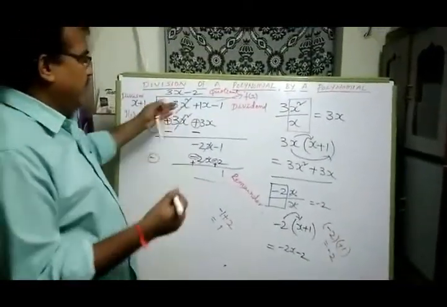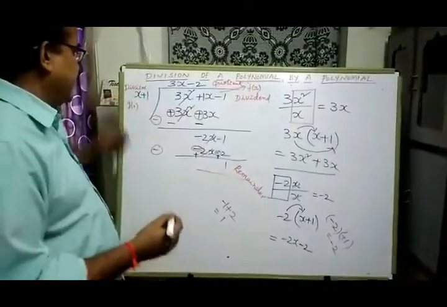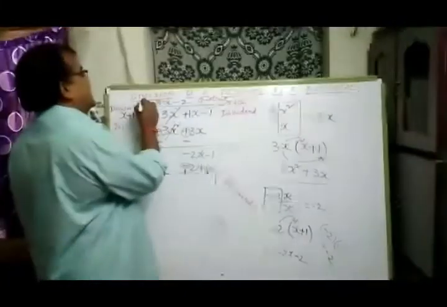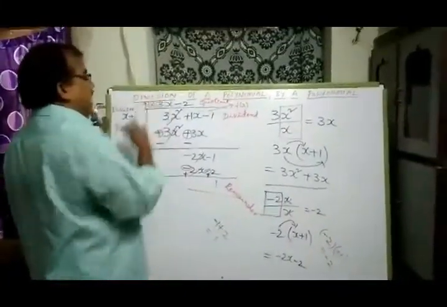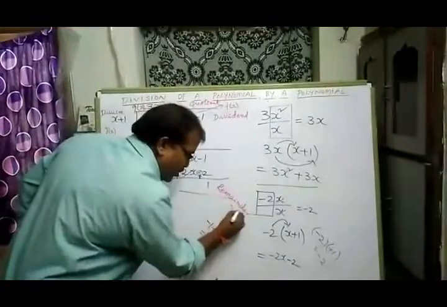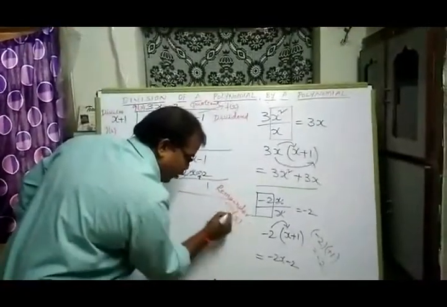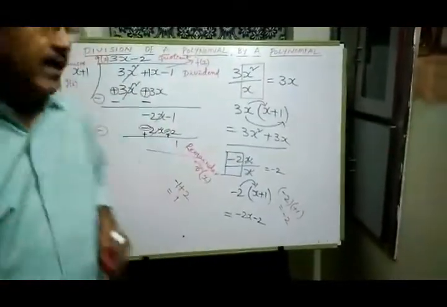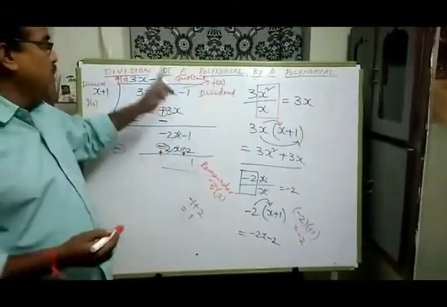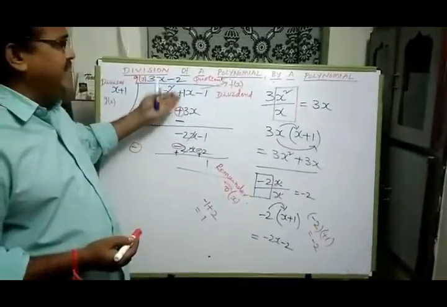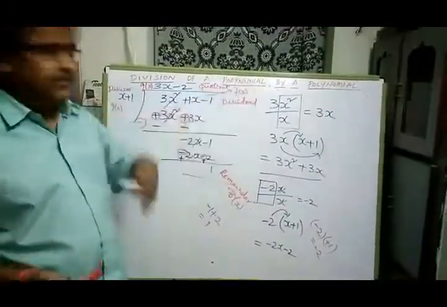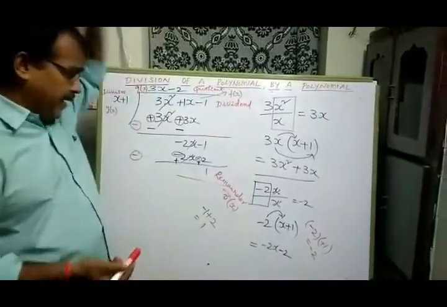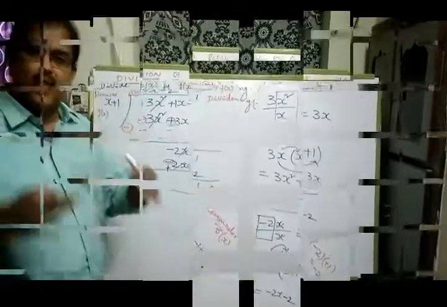This is the dividend, divisor, remainder, quotient. Normally for the dividend we use f of x, for the divisor g of x, for the quotient q of x, and for the remainder r of x. This terminology is very, very important. Dividend normally f of x or p of x, divisor g of x, quotient q of x, and remainder r of x.